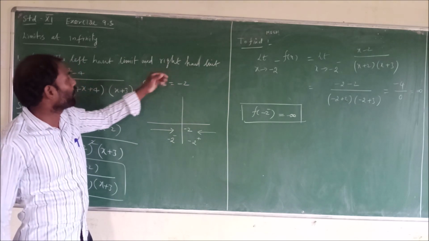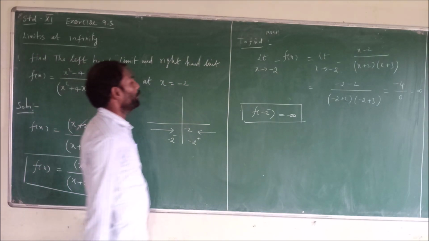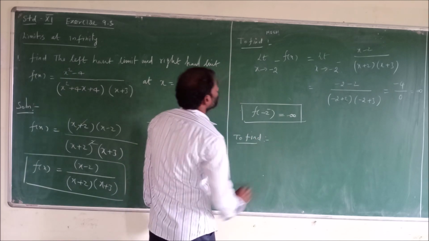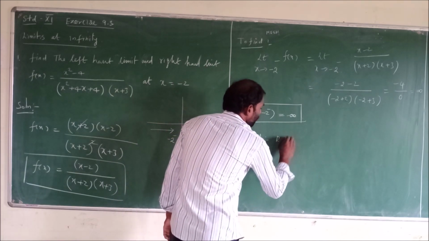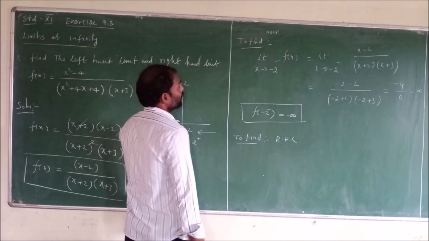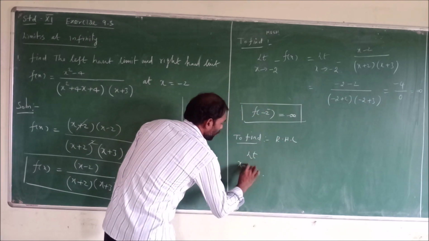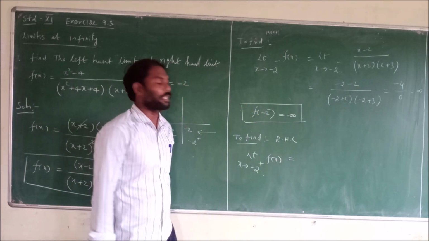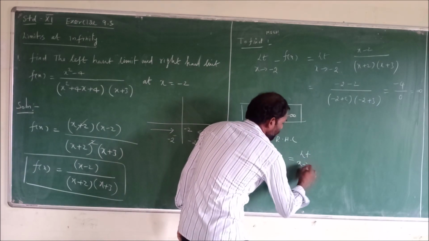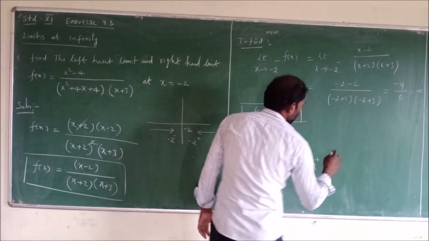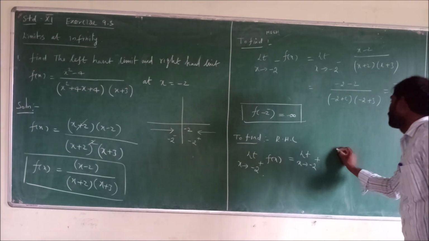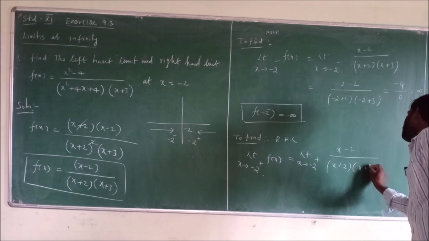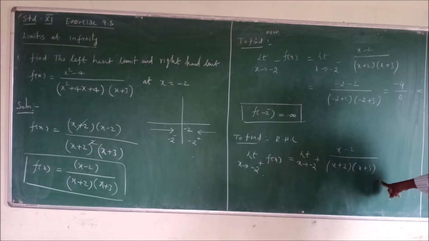And also we find the right hand limit. So what is the right hand limit? The right hand limit formula is the limit as x tends to minus 2 plus of f of x, which equals the limit as x tends to minus 2 plus of the required f of x, (x minus 2) by (x plus 2) into (x plus 3).